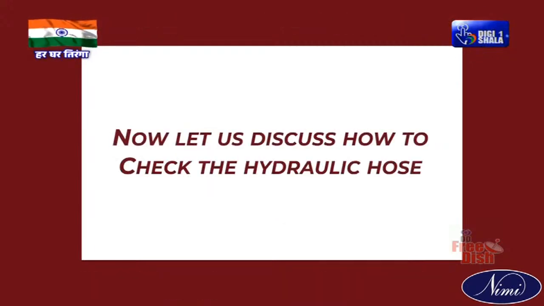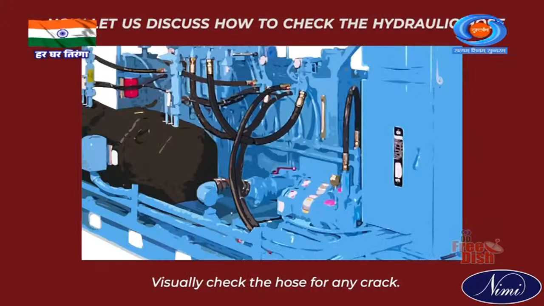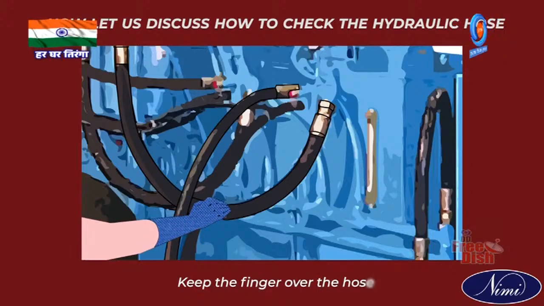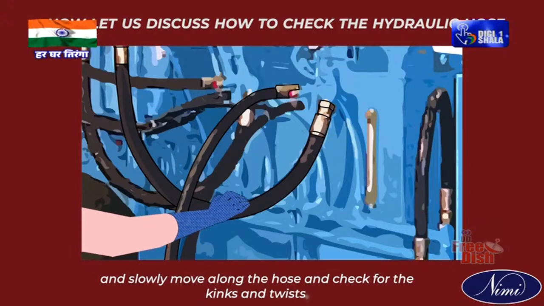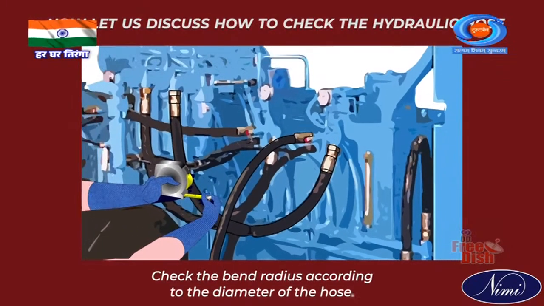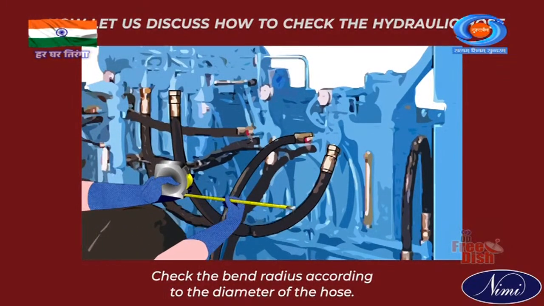Now let us discuss how to check the hydraulic hose. Visually check the hose for any crack. Keep the finger over the hose and slowly move along the hose and check for kinks and twists. Check the bend radius according to the diameter of the hose.